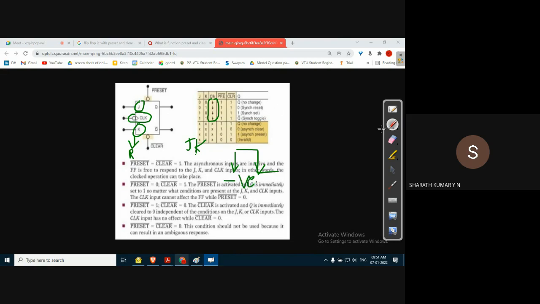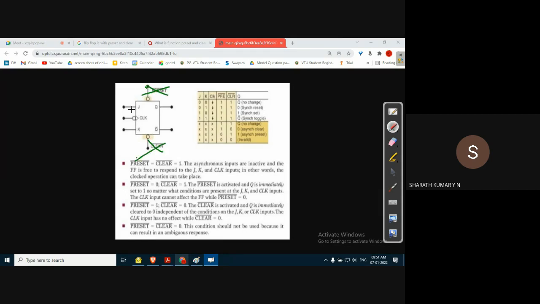Okay, what is this preset and clear? Let us concentrate on preset and clear. Now, in the absence of preset and clear, what should have happened, depending on J and K? If J and K are 0, 0, output should not change. If J is 0 and K is 1, Q becomes 0. If J is 1 and K is 0, of course Q is set to 1, that means it is a set input. When both are 1, 1, it is going to attain a state called race around condition.